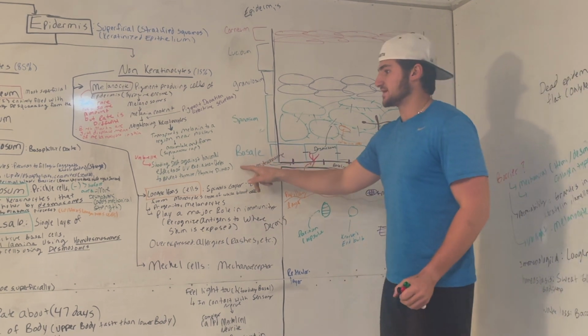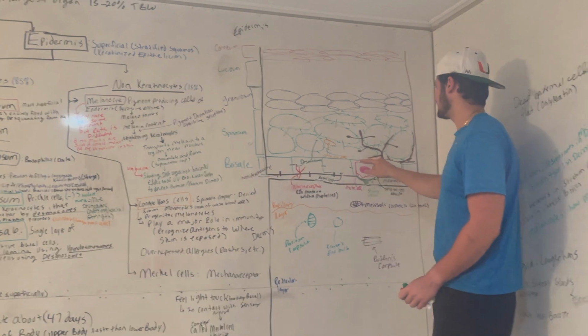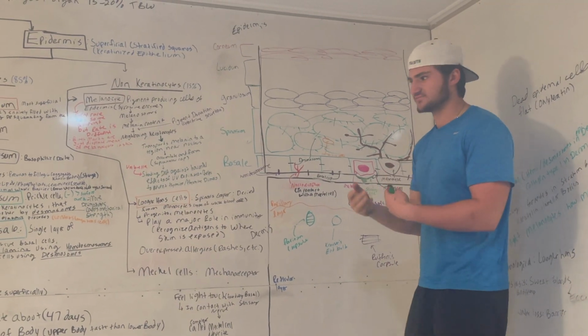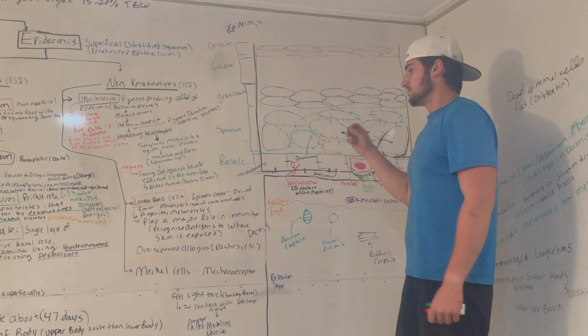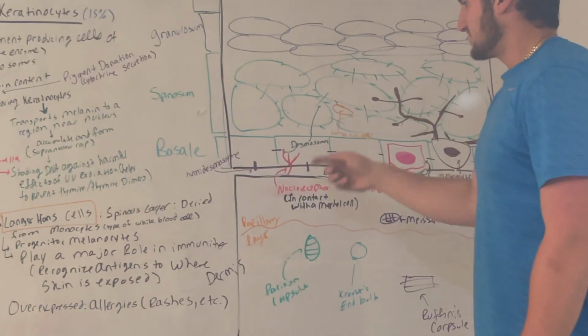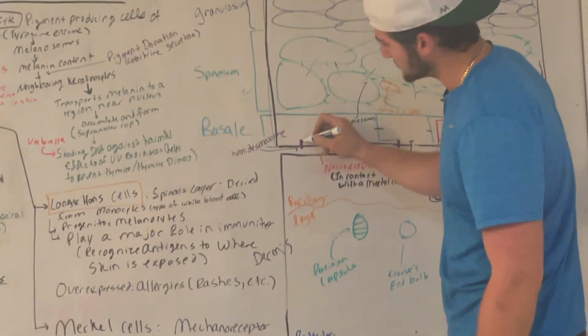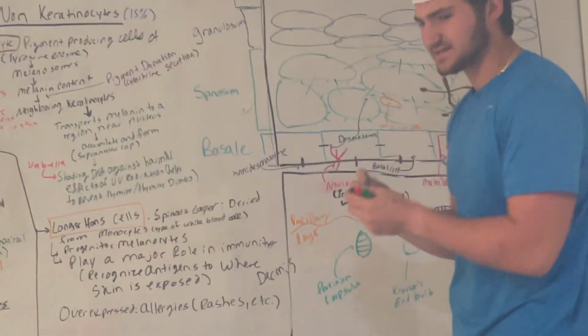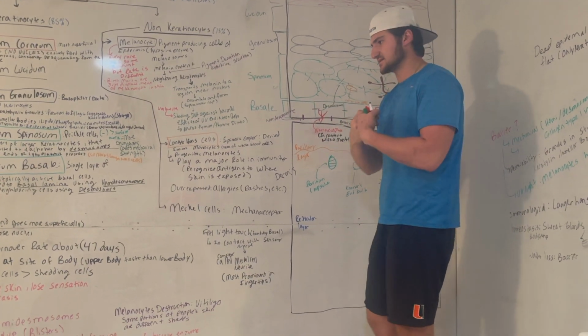So the stratum basale, I said, it's a single layer. So we have a single layer of mitotically active cells, so able to divide very fast. They're called basal cells, and they're attached to the basal lamina via hemidesmosomes right here. This is the hemidesmosome, it's like an anchor. It's anchoring down into the basal lamina, and it's anchoring into the basal cell. So it's connecting them together.